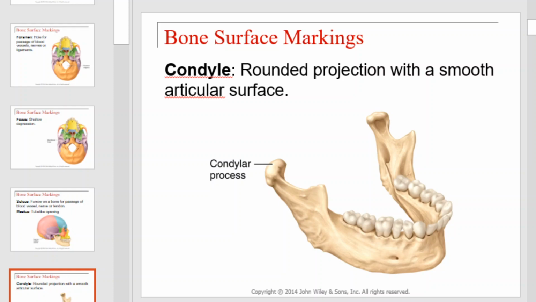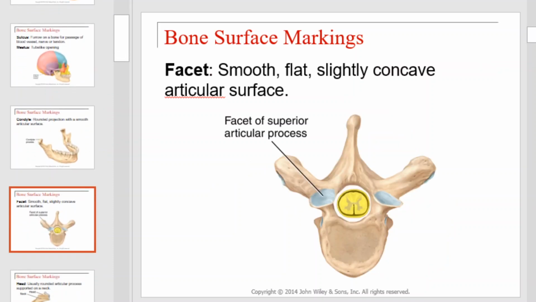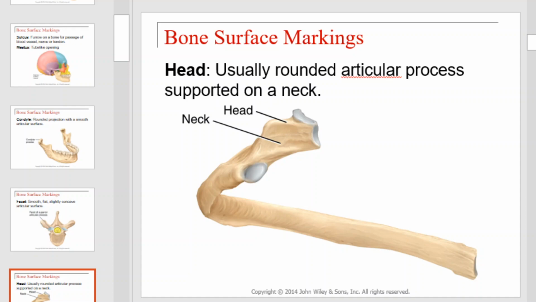Condyle. Condyle is a rounded projection with a smooth articular surface. Here we see the condylar process of the mandible. Facet. A facet is a smooth, flat, slightly concave articular surface. Here we see the facet of the superior articular process on a vertebra.